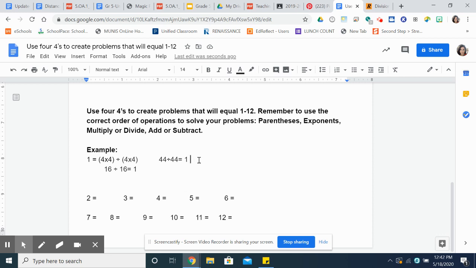Go ahead and try and challenge yourself. See if you can stick to the 4s. If you're finding that that's a little bit too hard, go ahead and use different digits, but just make sure that you are testing out your numerical expressions so that they equal the correct digits. If you have any questions, just let me know.